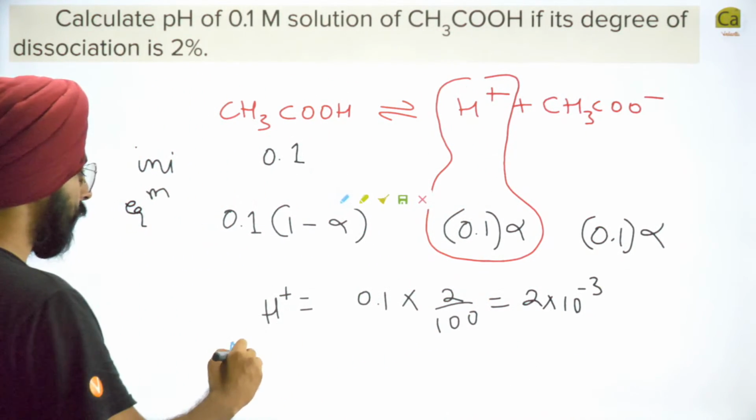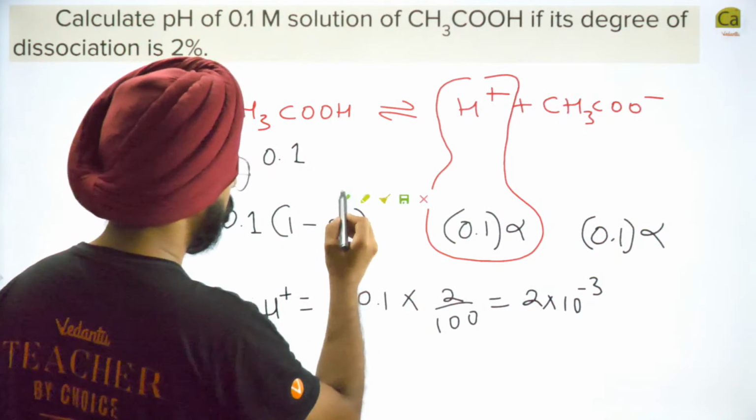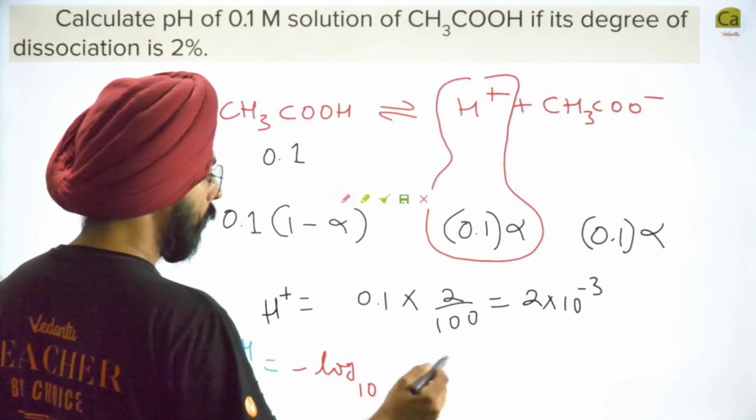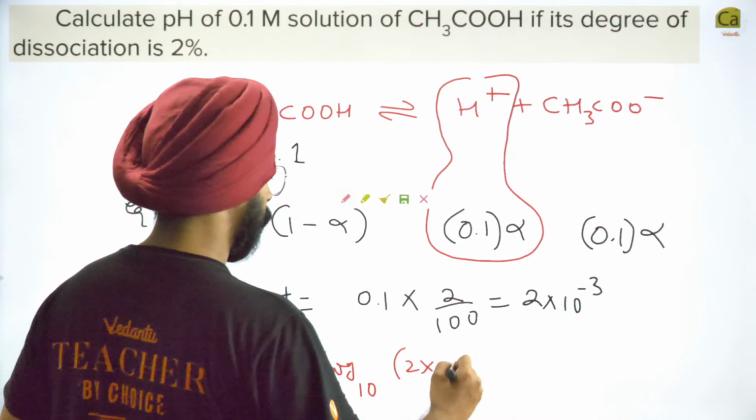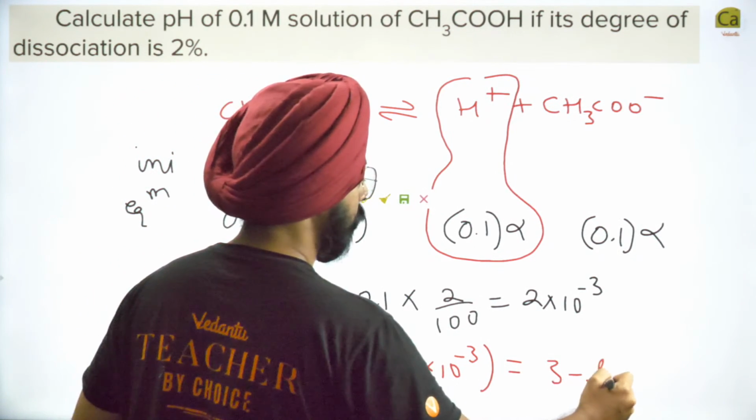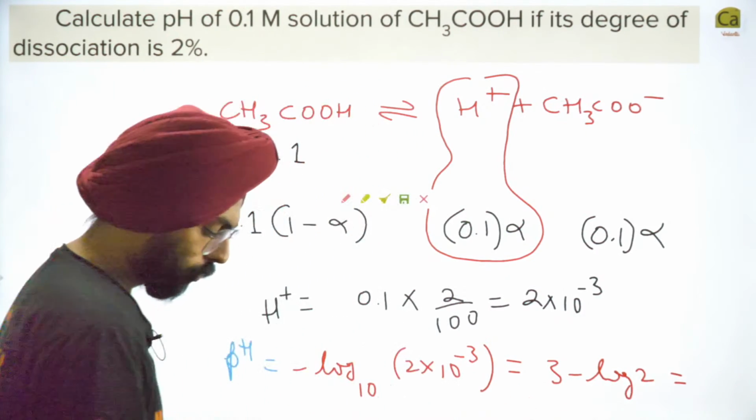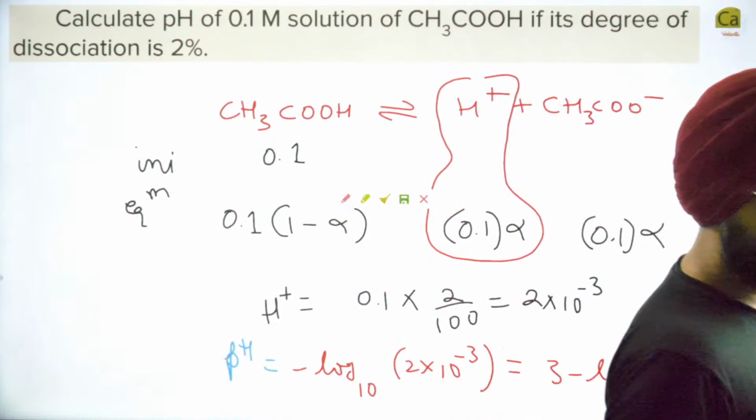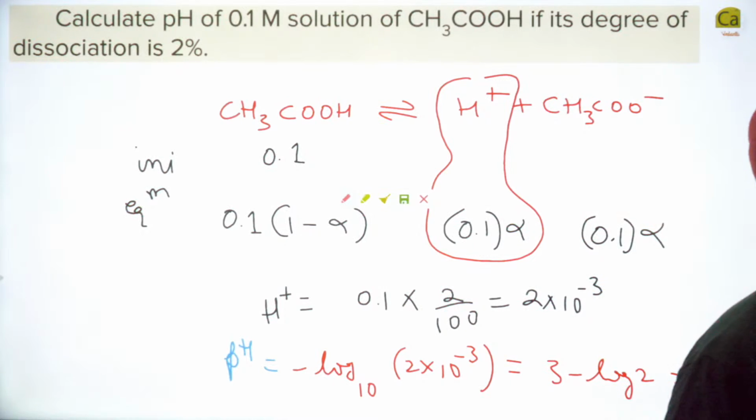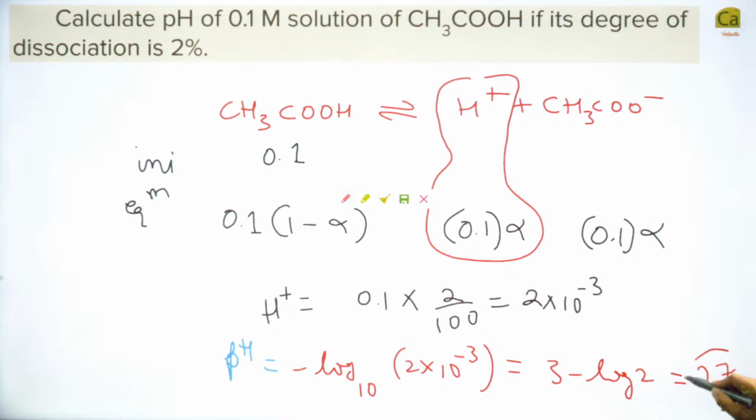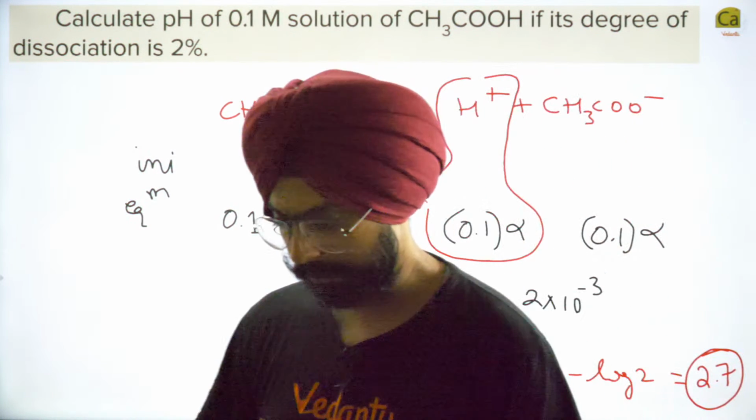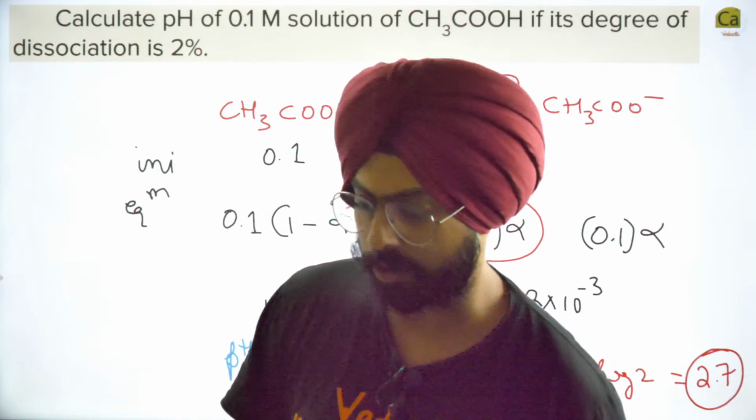So simply pH will be equal to what? This is going to be equal to minus log to the base 10 of this particular number, 2 into 10 to the power minus 3. So this is equal to 3 minus log 2. How much will it come out to, friends? How much is this? 3 minus log 2. Yeah, approximately 2.7. As simple as that. Approximately 2.7 will come.